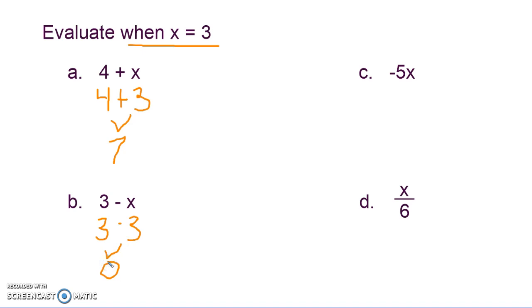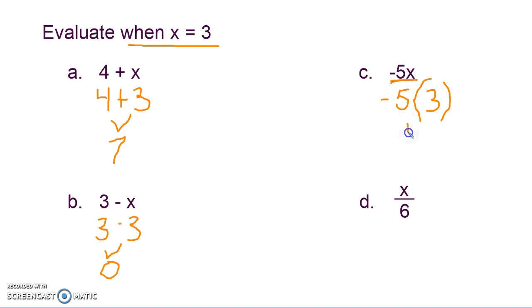In example C, we have negative 5x. It is to be noted that when you have a variable next to a number, that means that you are multiplying the variable and the number. So in this case, we're going to write negative 5, and then use parentheses to signify multiplication: negative 5 times 3. Also note that parentheses between two numbers means multiplication.